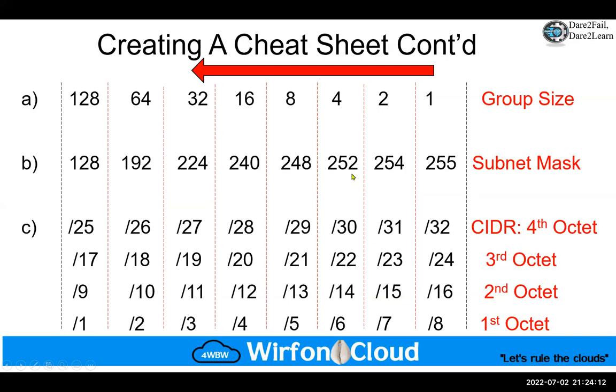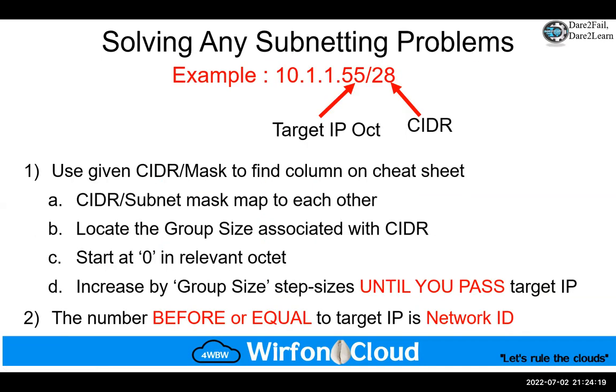Okay, so now this is where we're solving subnetting problems. We have a few steps here that will guide us on how to go about solving those. So looking at this IP address example, we have 10.1.1.55/28. We have a CIDR, which is the /28, and a target IP octet here. So once you have your /28, looking at your cheat sheet, that falls in the fourth octet. So you can associate your target IP octet to that CIDR or to that particular octet.